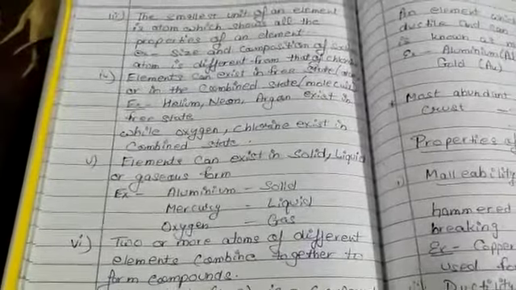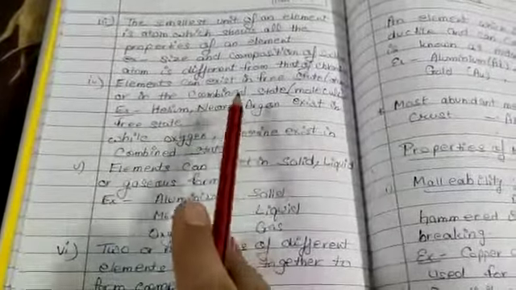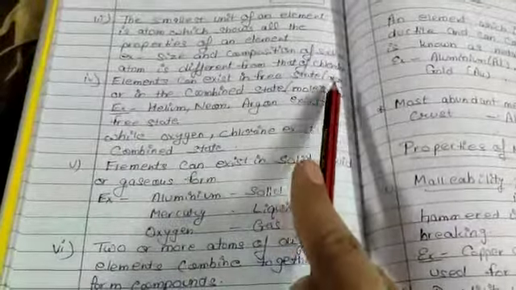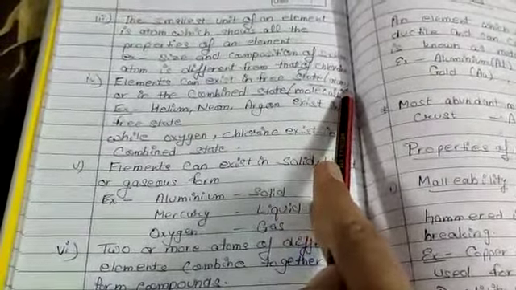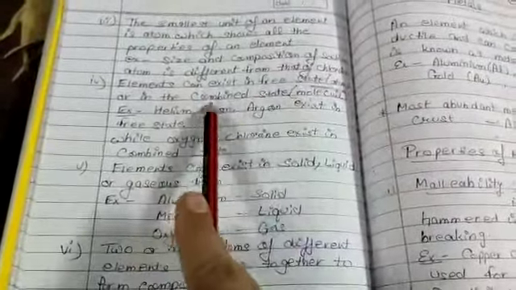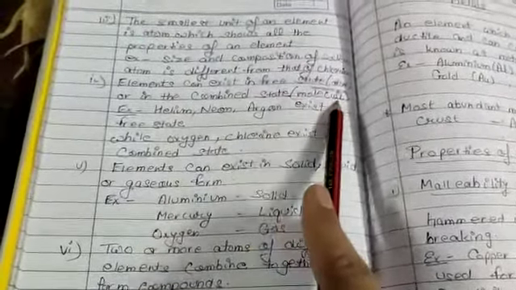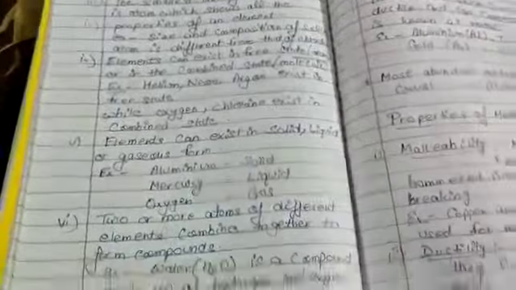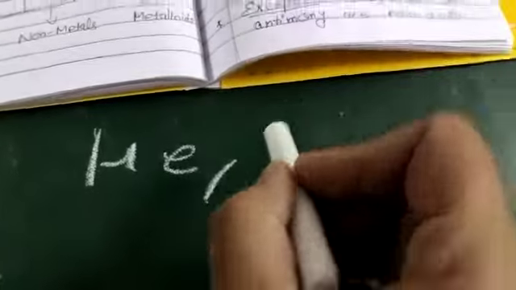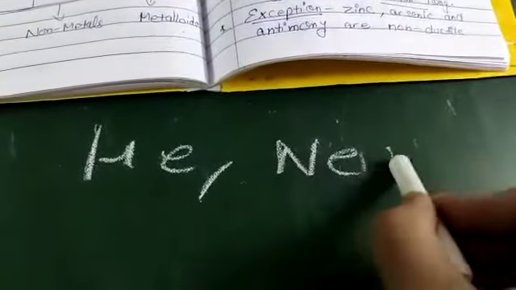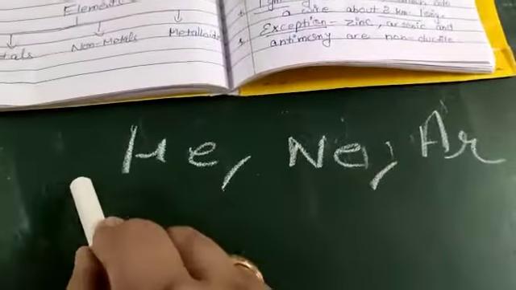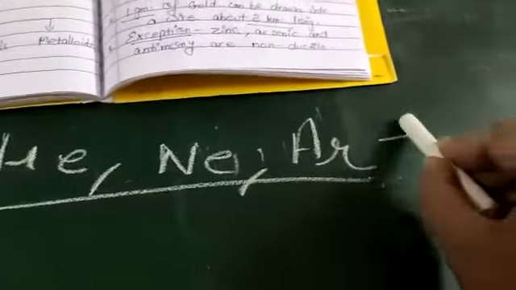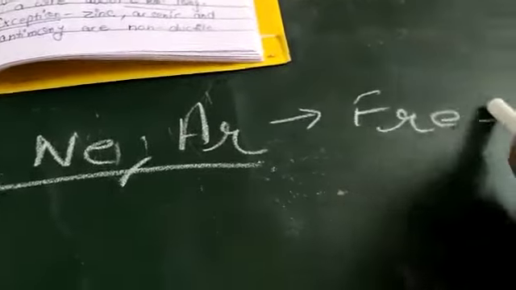The fourth point is elements can exist in free state. That means they exist as atoms as well as in the combined state, in molecules also. As atoms, just like the noble gases helium, neon, argon are present in the free state.